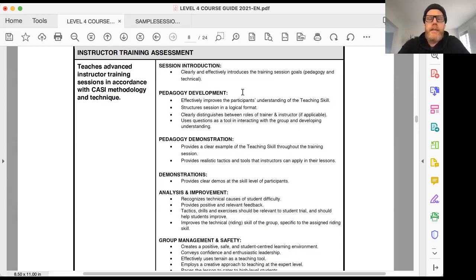And that really is down to your experience level and the way that you tackle that problem in your session. And then the last one uses questions as a tool in interacting with the group and developing understanding.